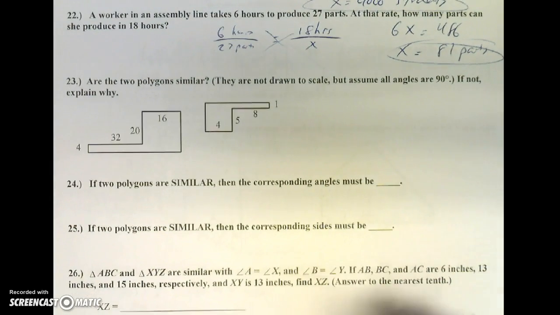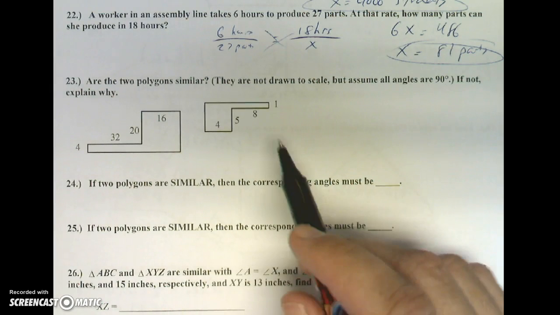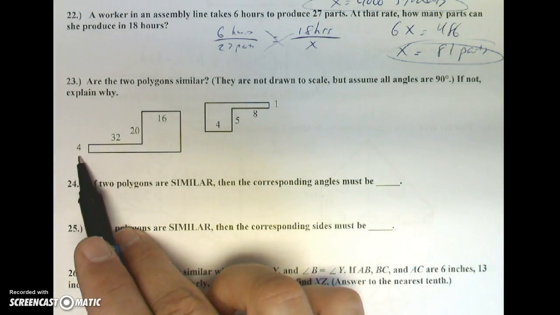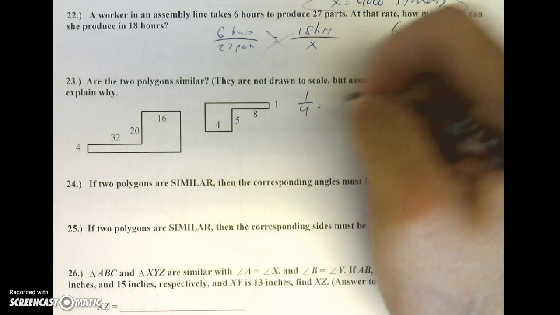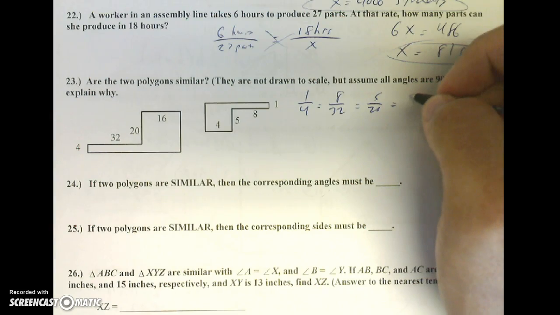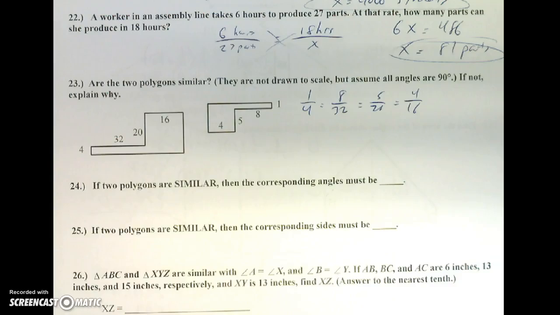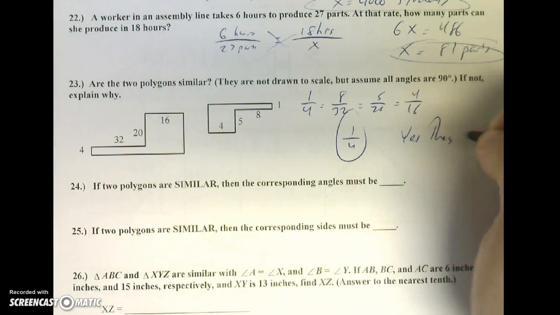Number 23. Are the two polygons similar if they are not drawn to scale but assume all angles are 90 degrees? If not, explain why. If all the angles are 90 degrees, then we're looking good already. We're next looking at all of our sides. So 1 over 4 is 1 over 4. 8 over 32. Write these out for you guys. 1 over 4, 8 over 32, 5 over 20, 4 over 16. If I reduce all of them down, I get 1/4 for all of them. So yes, they are similar.